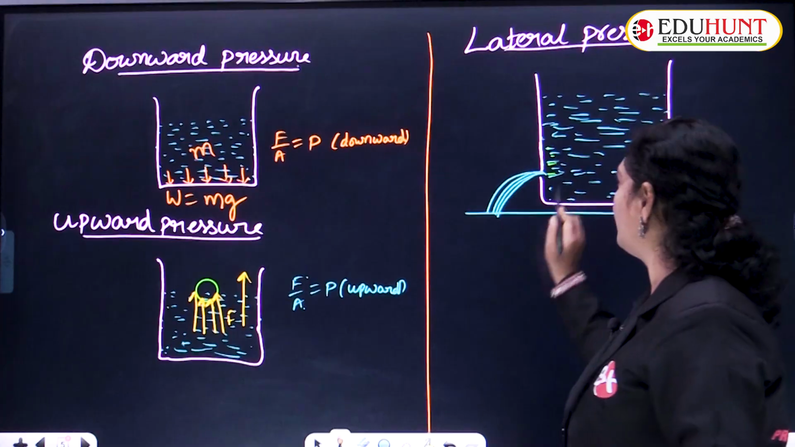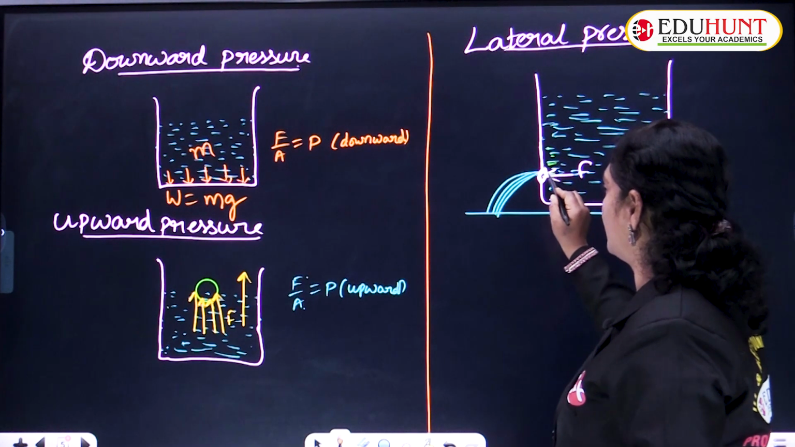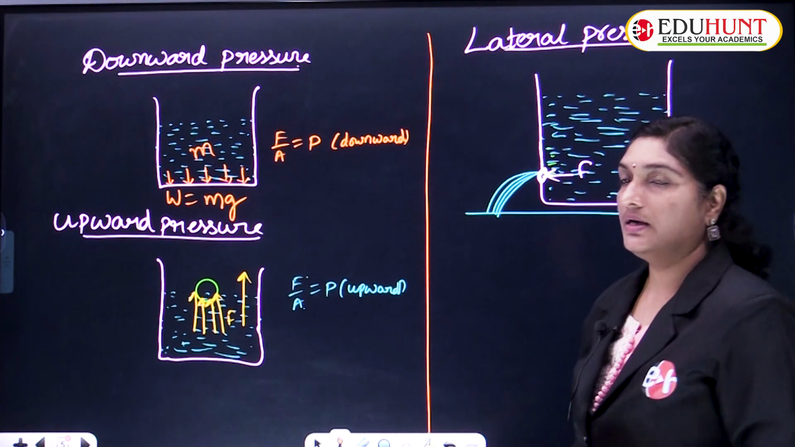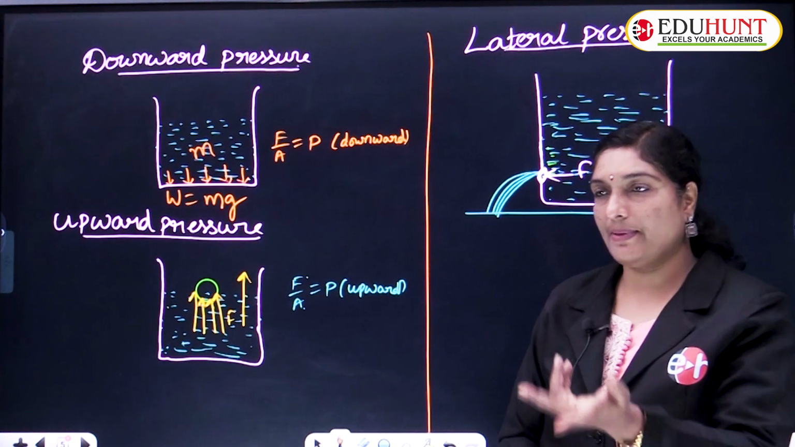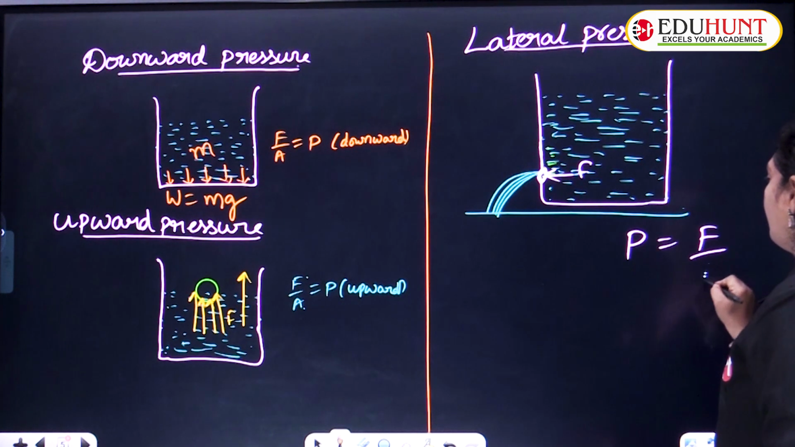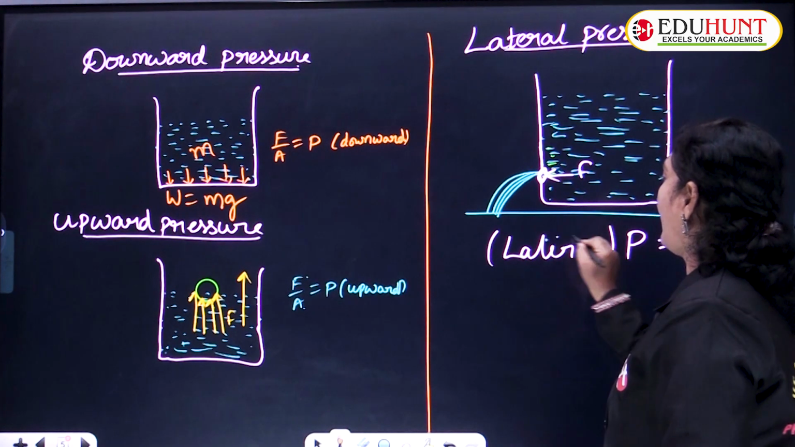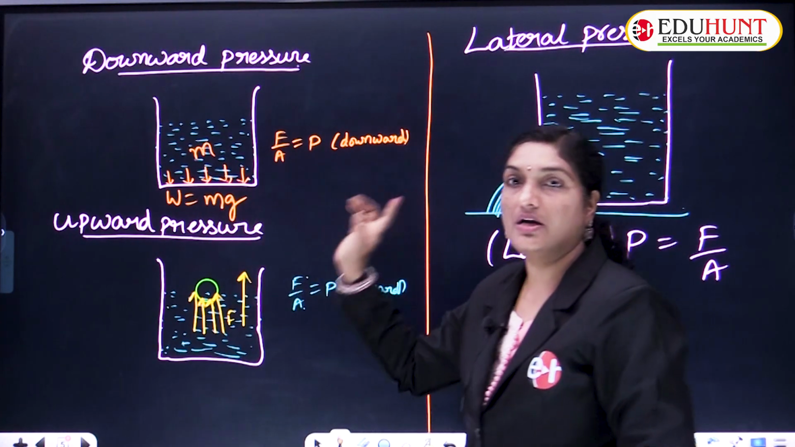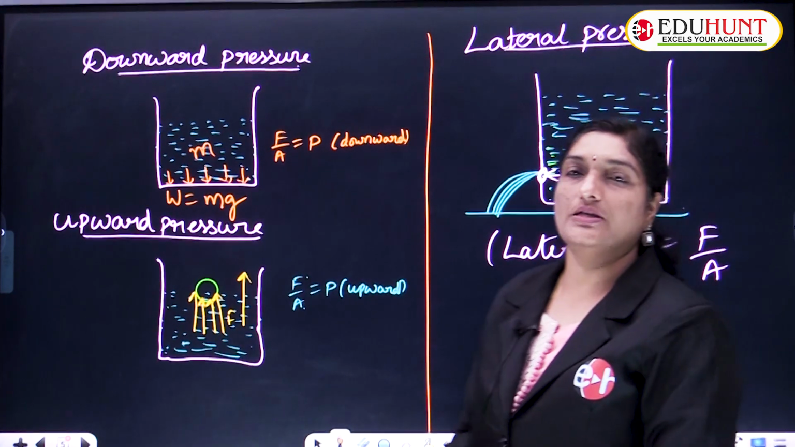So some amount of force is acting on this particular area of cross section, and as a result, because of that narrow hole, the water comes out with some large force. So force on that particular area. So this pressure is equal to force on that particular area, and this pressure itself is called your lateral pressure. So downward pressure, upward pressure and lateral pressure. These are the three types of pressure you need to know, children.